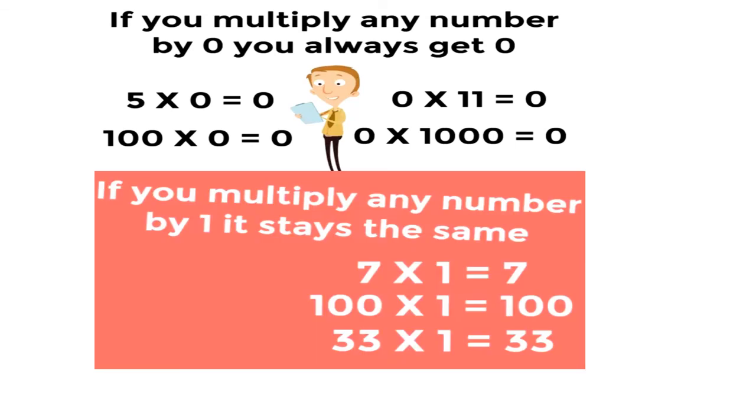Our third trick is that if you multiply any number by 1, it stays the same. 7 multiplied by 1 is equal to 7. So if we have 7 children in the class and we give each of them 1 apple, now we need to find out how many apples we gave out. That's right, we gave out 7 apples. So that's why we say 7 multiplied by 1 still gives us 7. 100 multiplied by 1 still gives us 100. 33 multiplied by 1 will still give us 33.